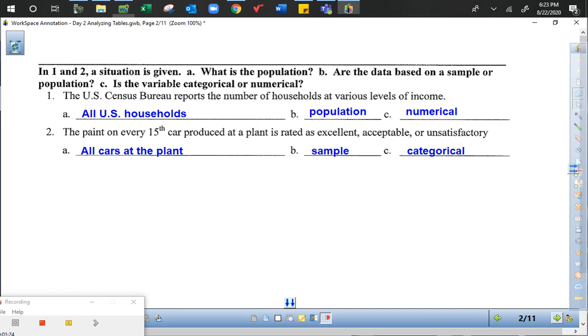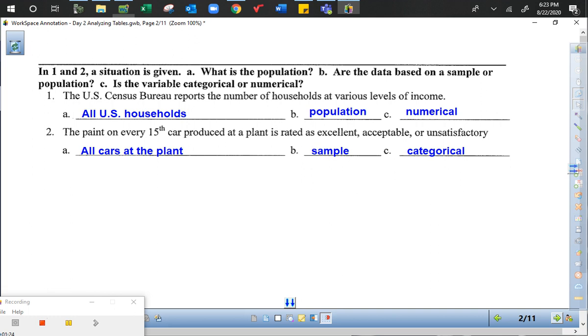Next one was paint on every 15th car produced at a plant. Okay, we're looking at the population for all cars at the plant. Okay, we don't want all cars in the world because when you're producing these cars, we can't say the quality here is the same quality as a different plant. So be specific, all cars at this particular plant.